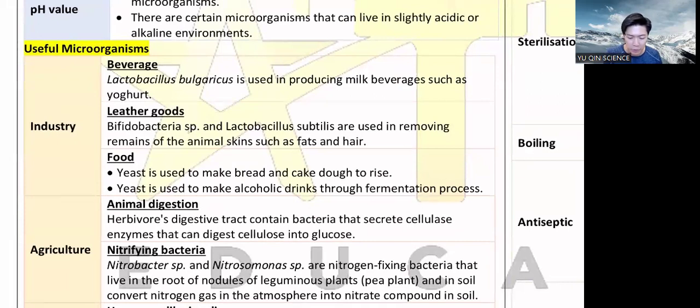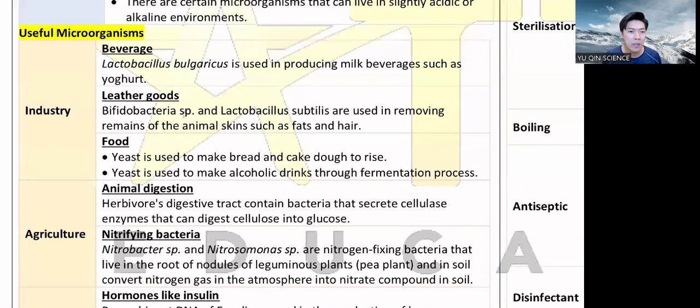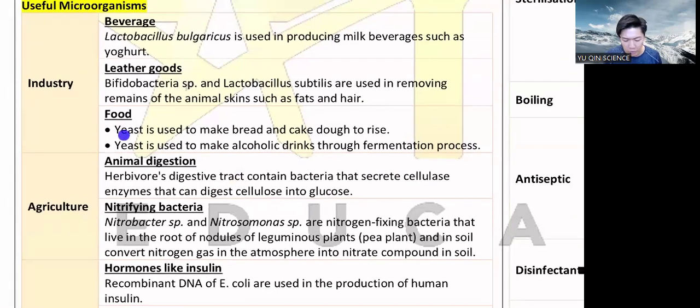So beverage lah, we use lactobacillus to make yogurt. Yogurt is actually spoiled milk, but it's a good bacteria, not the spoiled bad bacteria. Leather, for removal of the skin, the hair and the fats on the skin. We use bacteria to digest the fats away so the animal skin can be made into different products. For food, we know that we use yeast to make cakes and dough and alcoholic drinks.